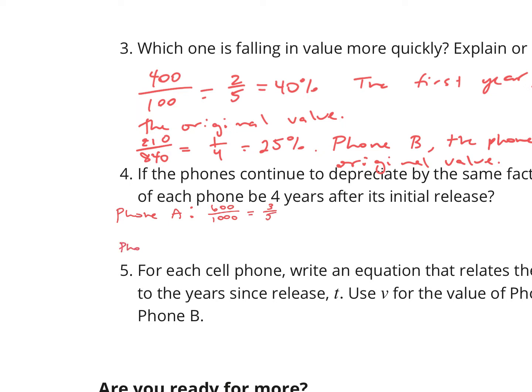And then same thing for phone B. Again, if it loses 1/4, you could say that the remaining value is 3/4. Or you could take the current value, 630, or year one's value, and divide it by the original value, which was 840, and you would get 3/4.